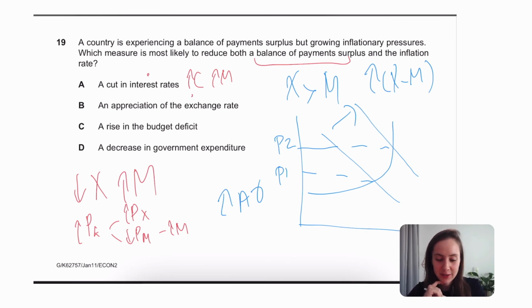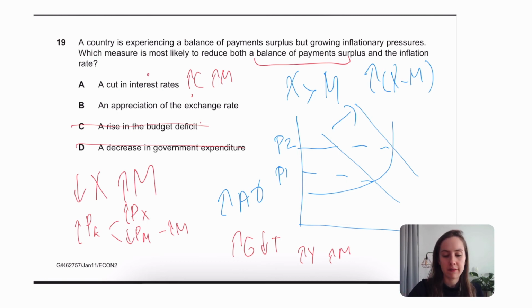A rise in the budget deficit means there's more government spending or less tax, or a combination. And I'm wondering how that links to imports. Maybe you could say people have higher incomes because they've had more benefits coming in than taxes, so maybe they will import more. Okay, this maybe seems to work, but I'm going to say it's less likely. And a decrease in government spending, I think it was possibly too unlikely. So let's pick between A and B.